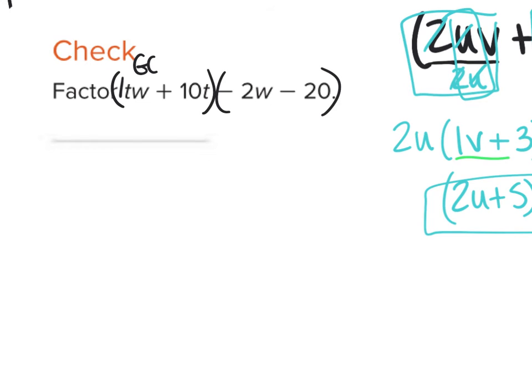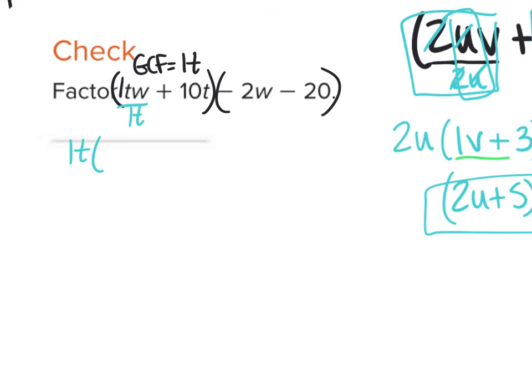Now the first one's a little tricky. Is there a number that will divide evenly into 1 and 10? Just 1, right. So you can write 1 if that helps. What about a variable? Is there a variable that both of them have? Yeah, what is it? T. So my variable is really just T, but if you want to write 1T, that's fine, okay? So that'll go outside.